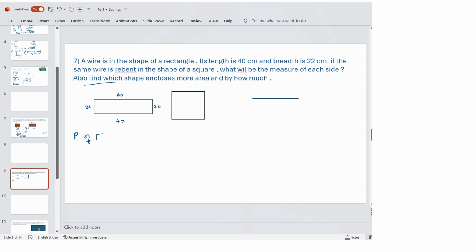So the perimeter of the rectangle is what? 2 into L plus B. What's your length? It's 40. And what's your breadth? It's 22. Now continue doing the calculations. That will be 62. 2 2s are 4, 2 6 are 12. Yeah, so this is 124 centimeters is the length of the wire.